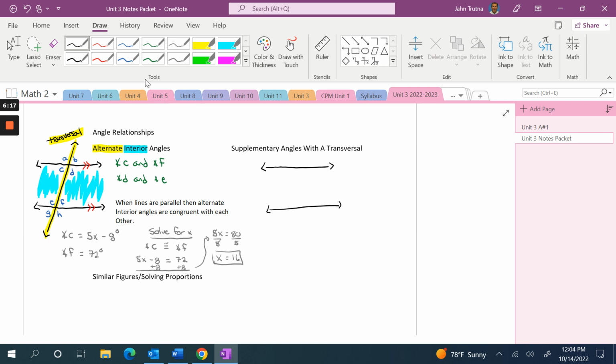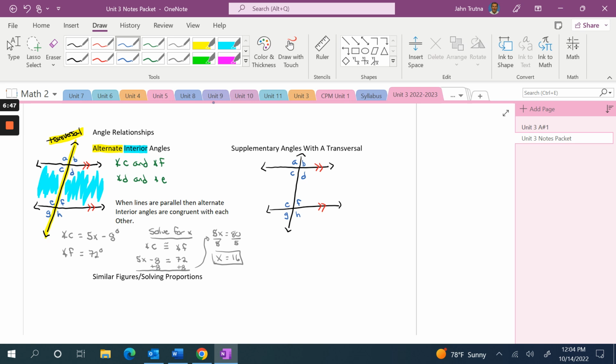Okay, and then we're going to have a transversal, just like we had in the previous picture. So we've got these parallel lines, as indicated by these arrows, and then we've got a transversal here. As in the previous problem, when I drew in the transversal, I created 8 distinct angles, and I'm going to signify them with the variables A, B, C, D, E, F, G, and H.